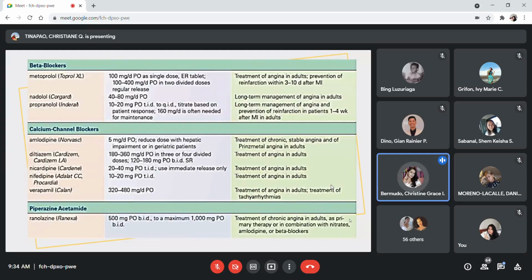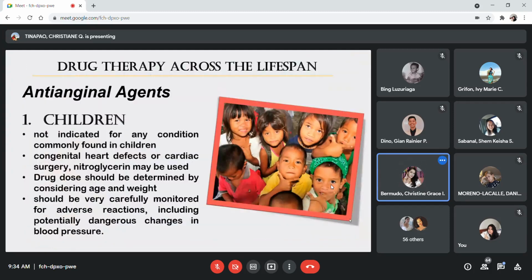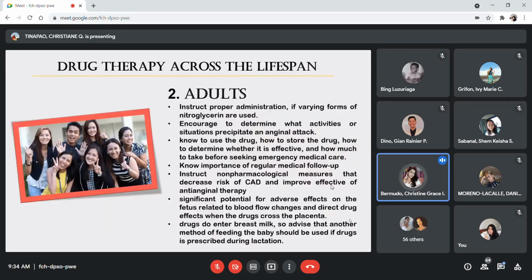Now let's move on to the drug therapy across the lifespan. For the drug therapy across the lifespan, you can just read this in the book. So we will just skip this one.